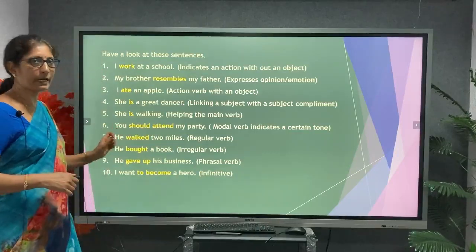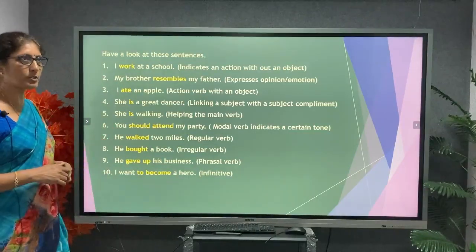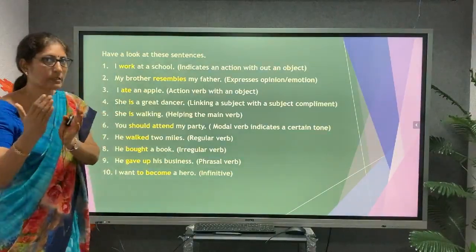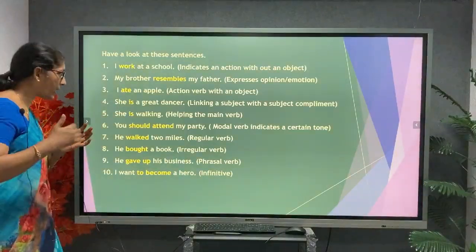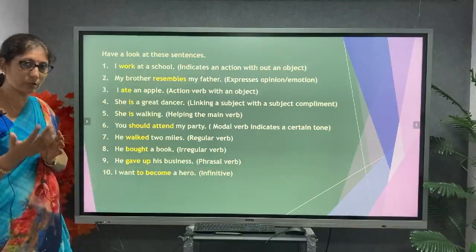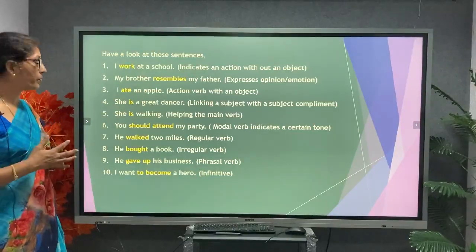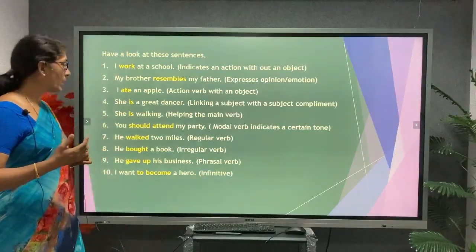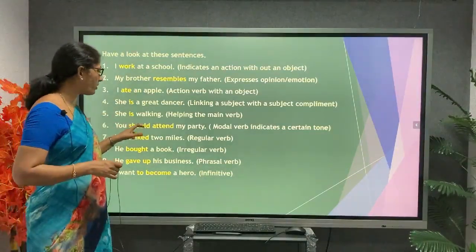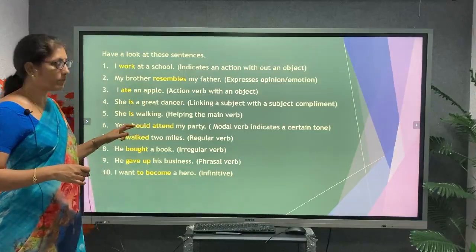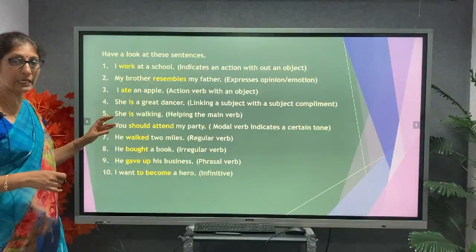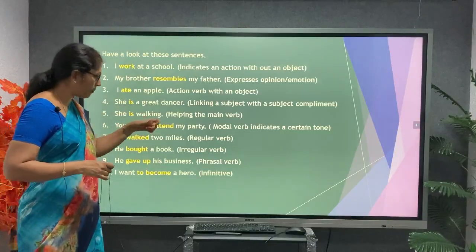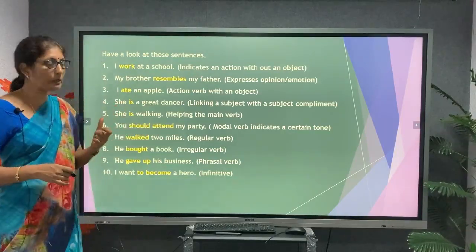A modal verb indicates a certain goal. That means you may attend a party. It also indicates a request tone, that you shall attend a party. It also requests permission, right? Like that, the modal verbs would, should, might, may. These are all modal verbs. They represent some tone.